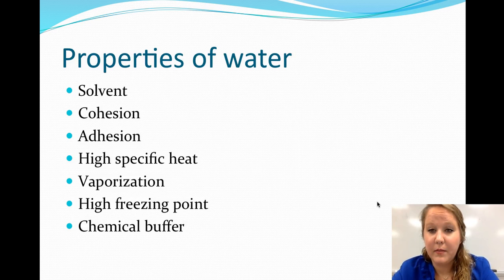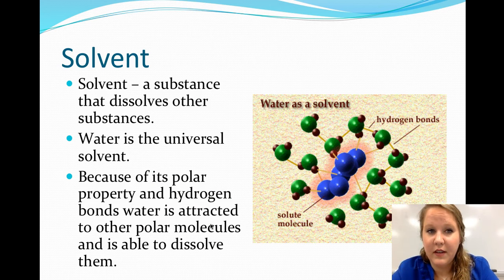Now there are several other properties of water that we're going to walk through real quickly. Water is a solvent. It has cohesion, adhesion, high specific heat, vaporization, a high freezing point, and it also serves as a chemical buffer. Now, a solvent is a substance that dissolves other substances. So water is kind of a universal solvent. It can dissolve lots of other things because it's polar. And because those hydrogen bonds allow it to be attracted to other things, so it's able to dissolve them.